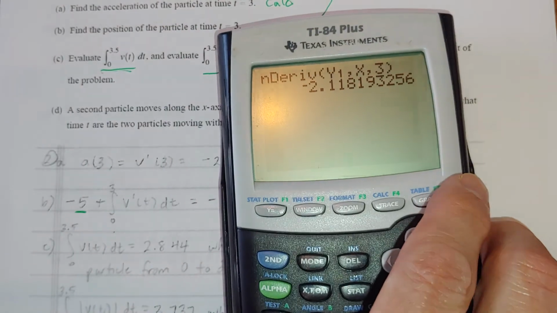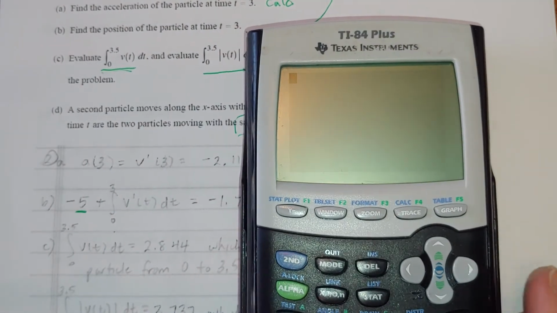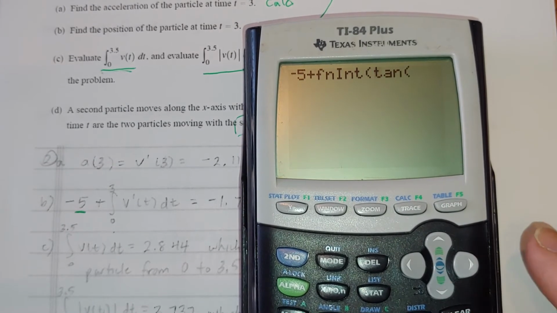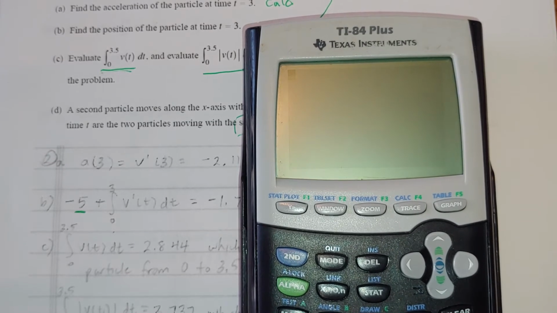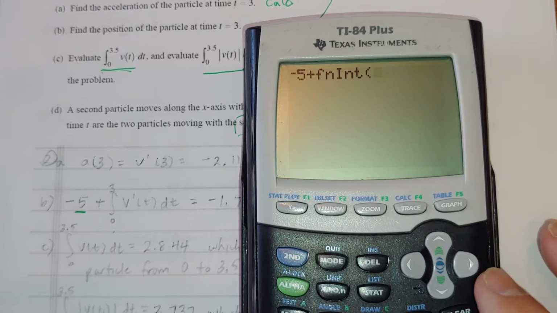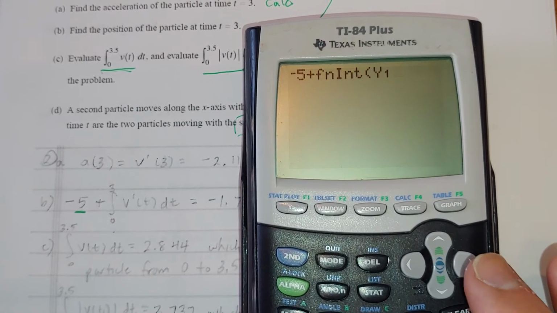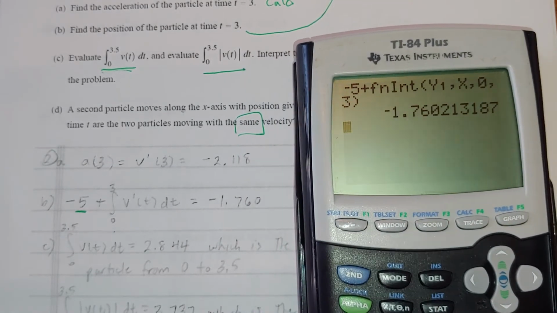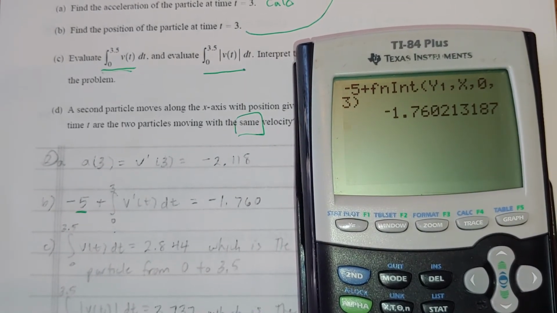So back to the calculator. I like to have a clean home screen, so I'm going to get rid of that. -5 plus math 9. The function in this case for my calculator is y1 in terms of x from 0 to 3. And there is your -1.760. You do not have to include units. In fact, I don't think they gave you any units in this problem.